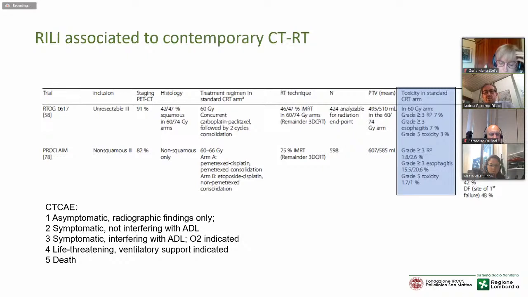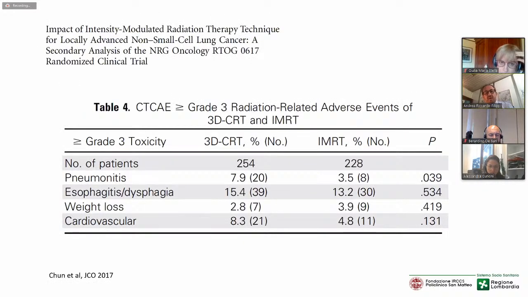What is the risk associated with contemporary chemoradiation? It's very low, as you can see from two randomized, well-conducted, very high-quality trials with a quality check on radiation therapy. We have grade 3 radiation pneumonitis less than 5%, and so this is very important. We also know that with IMRT, probably we will be able to reduce a little bit the rate of pneumonitis, even if this rate is not so high also with the 3D CRT. But it is important to notice that we don't have any kind of randomized comparison between IMRT and 3D CRT.